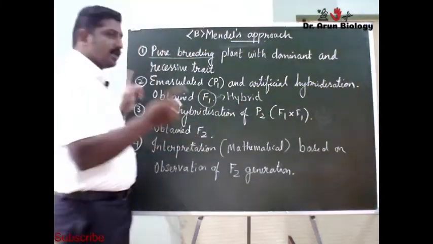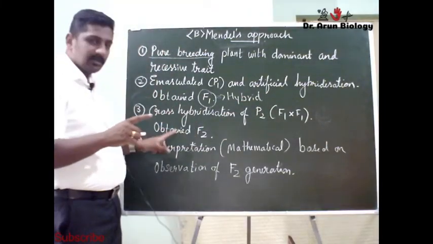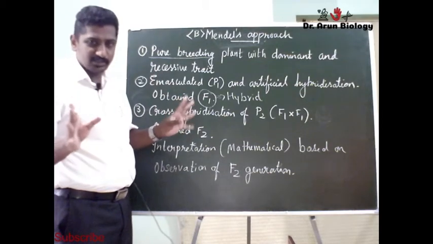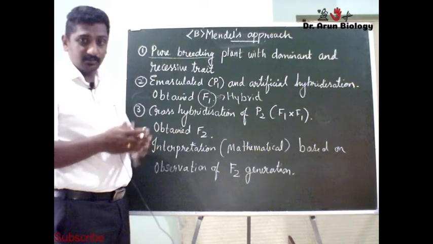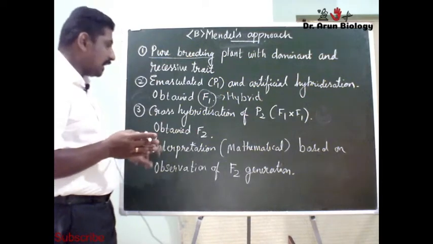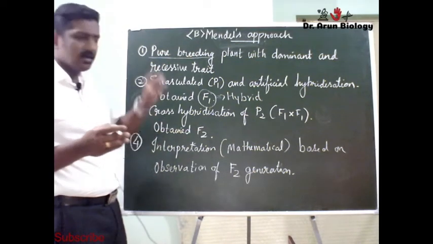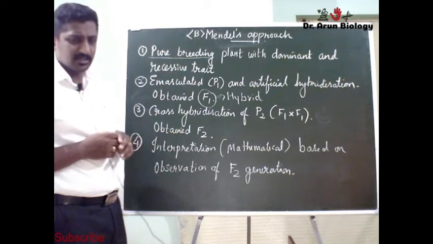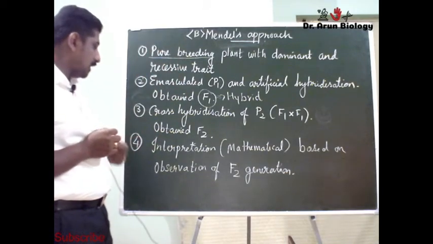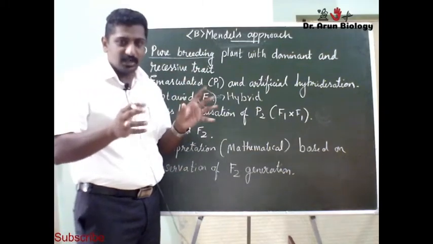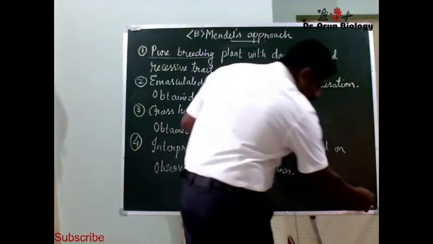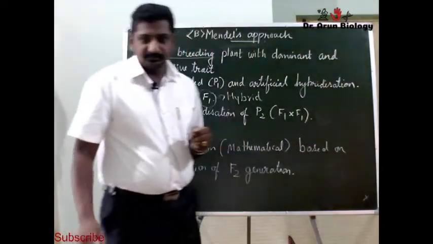So here he crossed these two hybrids, he obtained a generation called F2, and only for this you can perform a test cross, a Punnett square you can perform for these children. And after this his interpretation was purely a mathematical expression. Using mathematical formulas he observed the F2 generation and he interpreted all his results using mathematical expression.